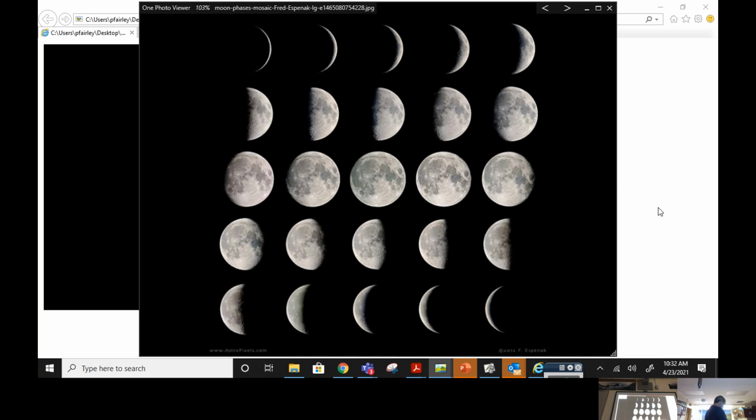Let me see. And according to this, it says that the moon is going to be full on April 26th. So today's the 23rd. Oh, that's right. Yeah, it's a couple days away. I don't know why I thought. Yeah. And then the next full moon, it's going to line up perfectly with Earth's shadow.